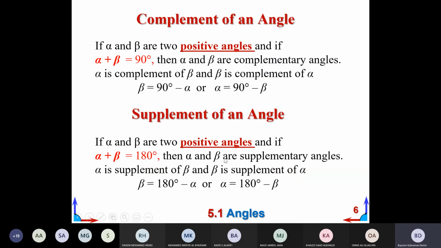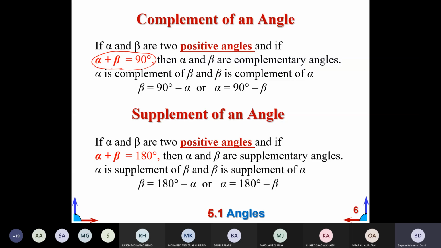Now we have other names, Shabab: complement of an angle and supplement of an angle. So what does it mean? We have two positive angles, alpha and beta, and the sum of them is 90 degrees. Alpha plus beta is 90 degrees. Then we say they are complementary angles, so one is the complement of the other. Like 50 plus 40, for example. 50 plus 40 is 90 degrees, so 50 is the complement of 40, and 40 is the complement of 50. Or 60 plus 30.